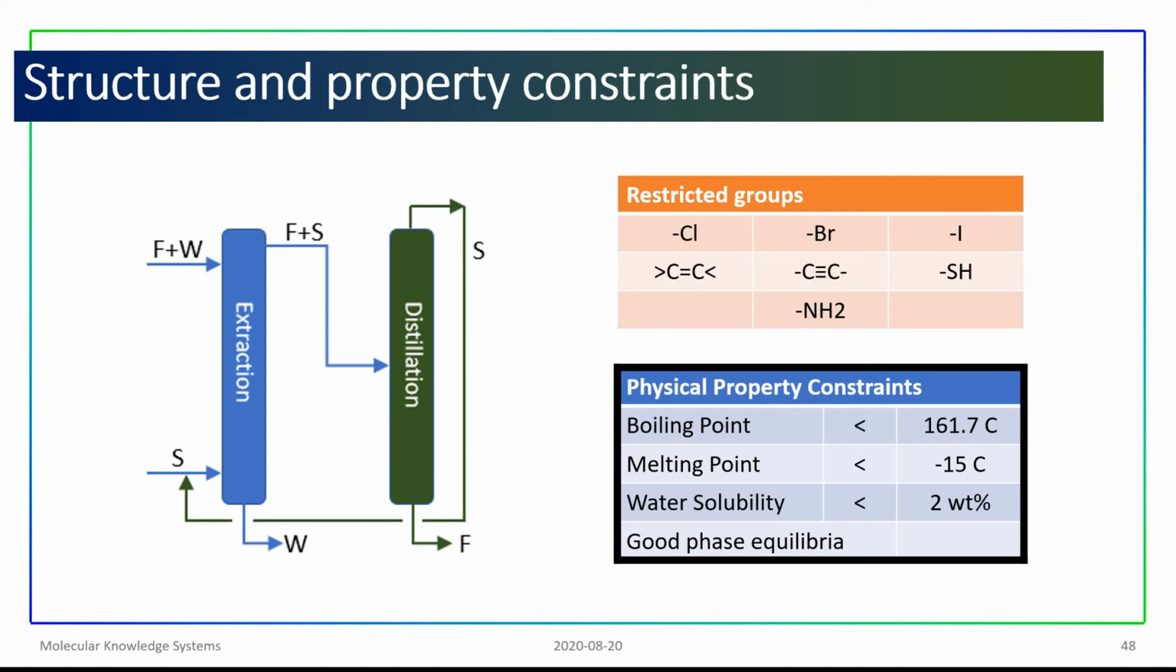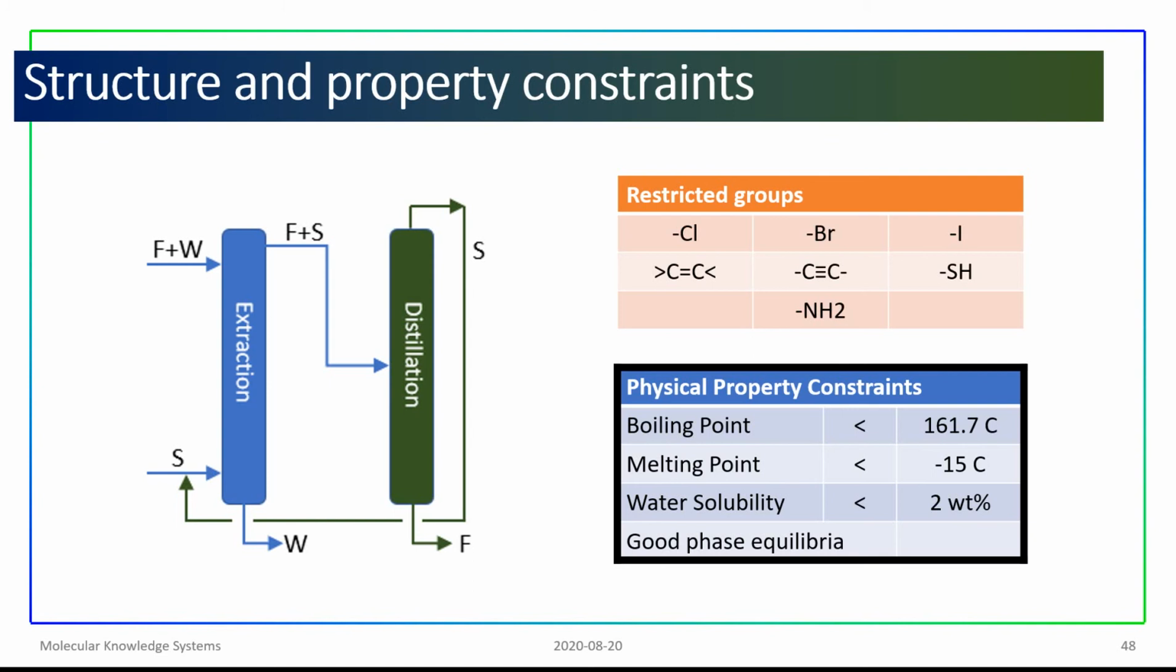For physical property constraints, because we have decided to take our furfural product off the bottoms, our solvent must have a boiling point less than furfural's boiling point of 161.7 C. In addition, we have added a constraint that the melting point be less than -15 degrees C. This is simply to ensure our product remains liquid even when it is stored or being shipped in cold climates.